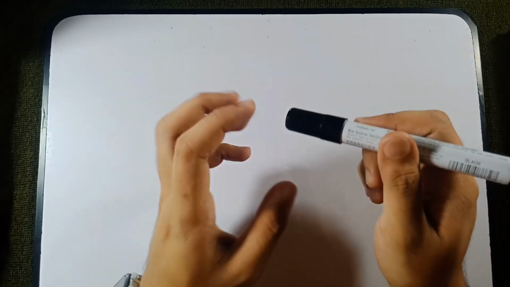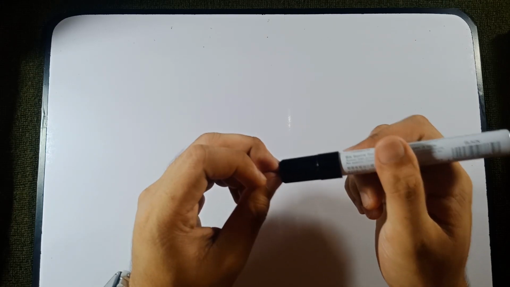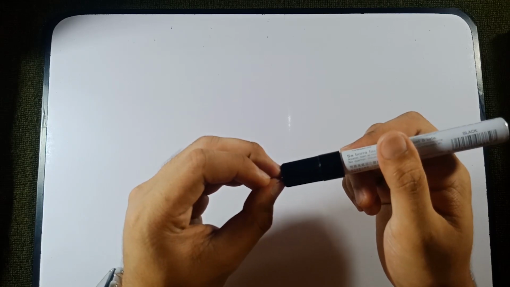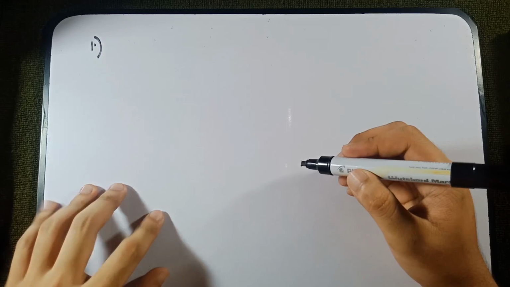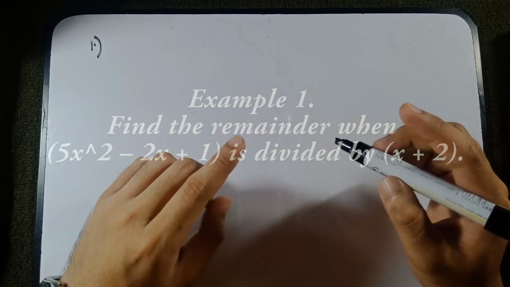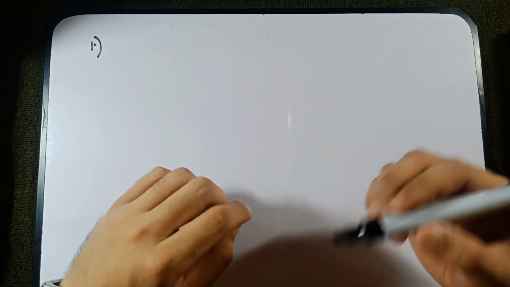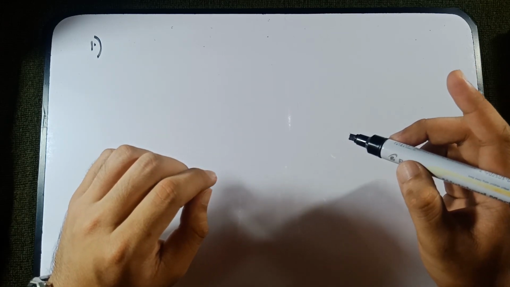So, to illustrate this statement, para mas maintindihan natin kung ano ba ibig sabihin ng mga pinagsasabi ko na to, nagbigay tayo ng example. Example number 1, find the remainder when 5x squared minus 2x plus 1 is divided by x plus 2. So here, in example number 1, pinapahanap sa atin yung remainder. At meron tayong dalawang paraan to solve for the remainder.